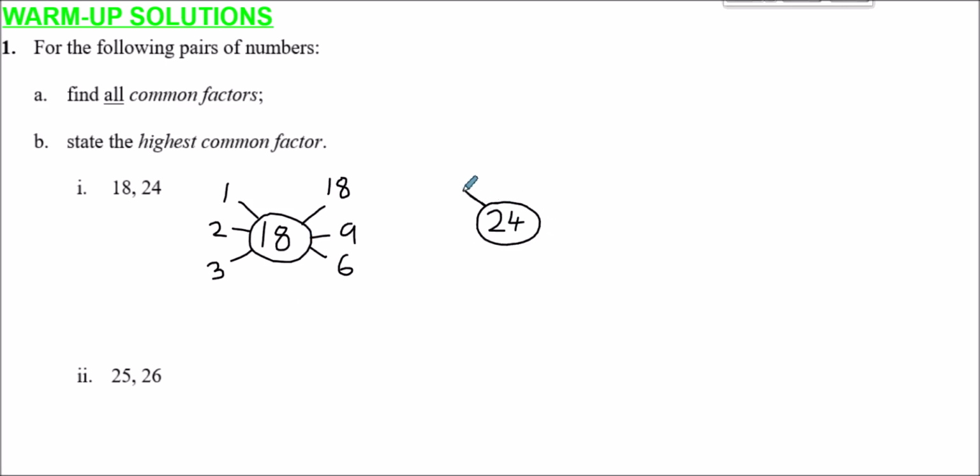We now do the same for 24. We can divide 24 by 1, which gives us 24. We can divide it by 2, that gives us 12. We can divide it by 3, which gives us 8. And we can divide it by 4, and that gives us 6. We can't divide it by 5. We can divide by 6, but we already have 6 on the other side, so we have all the factors.